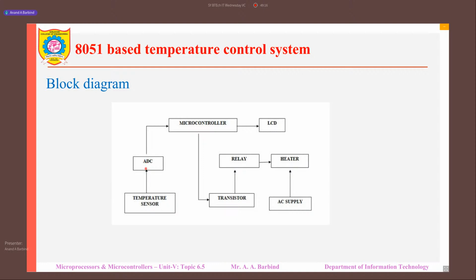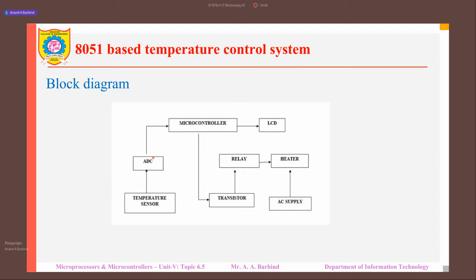For 1.25 volt input, it will be half of 80, that is 40H. If it is again half of 1.25, that is 0.625, then half of 40H is 20H. So like that, the output of the ADC will also change. Okay, but it will be in binary. For example, 20H is in hexadecimal, but in binary it will be 00100000. So as the input changes, there will be a change in the output of the ADC.